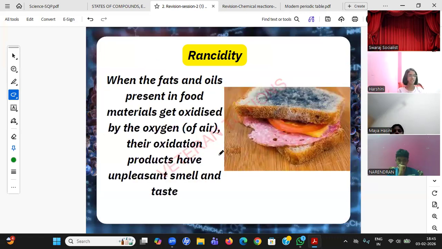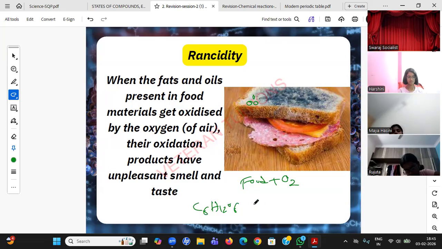Why, sir? How will food get destroyed? Obviously, food already has microorganisms. Food is already there. And to get energy, what do they require? They require oxygen. We have all learned this in cellular respiration in biology.